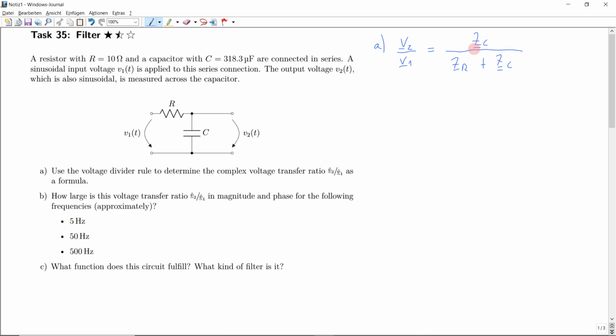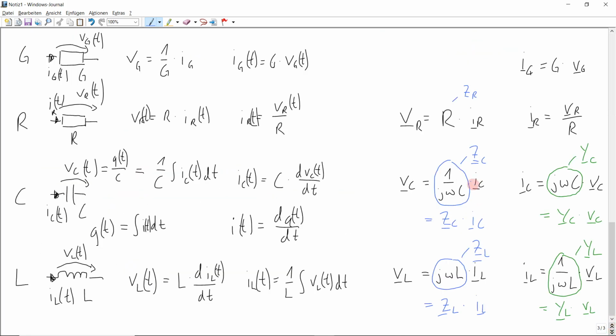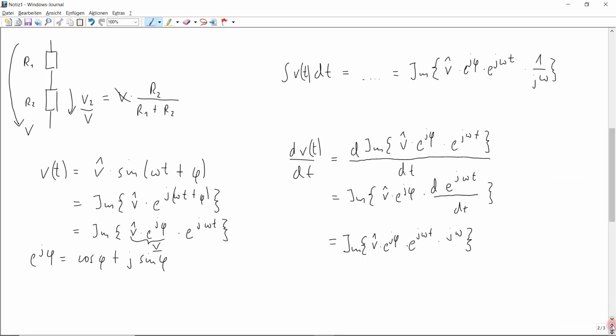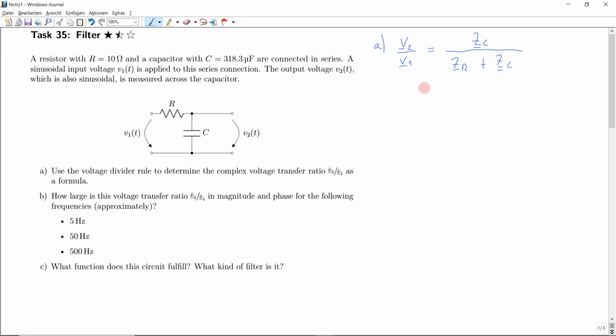So next step, what do we do? We insert what is ZC? What is ZR? How do they depend on angular frequency? So maybe I have some space here left on this side. So impedance ZC is 1 over j omega C. ZR is just R, and ZC is once again 1 over j omega C.